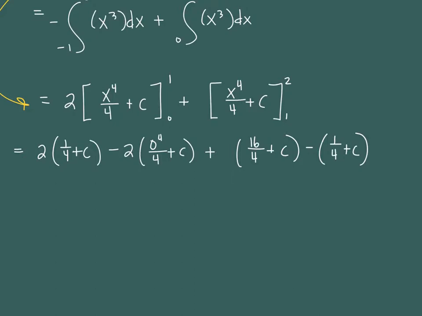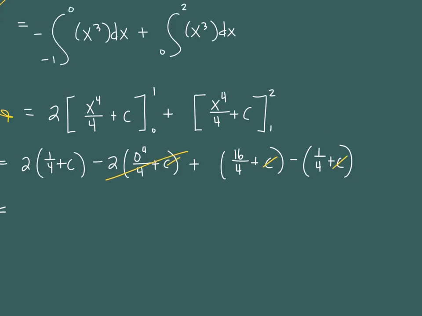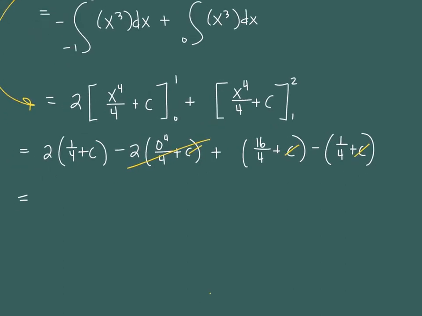And then we're going to simplify. So this one is 0. The plus c's and the minus c's all cancel out. And so I will have 1/2 plus 4 minus 1/4. So that's 4 1/4, or 17/4.